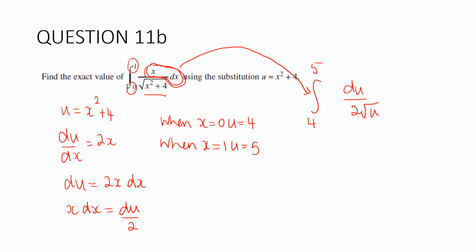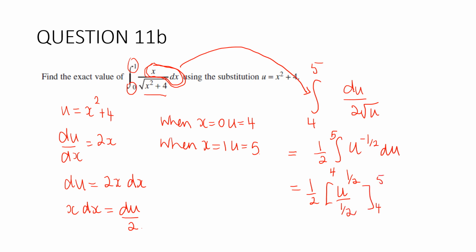And then this part on the bottom here is the square root of u. There's our substituted integral. All right, I'm just going to tidy it up a little bit so I can integrate it. 4, 5, it's u to the negative a half du is equal to half. Let's integrate u to the 1 over 2 divided by 1 over 2 in between 4 and 5. I can see that that cancels with that. And now let's substitute the 5 in. So that's going to give us the square root of 5, take away, substitute the 4 in, square root of 4, which is 2. And that's our answer.